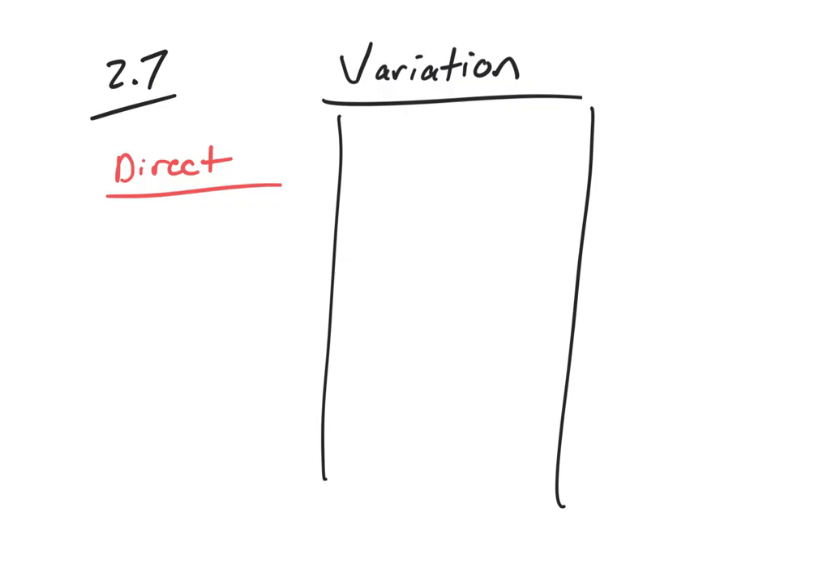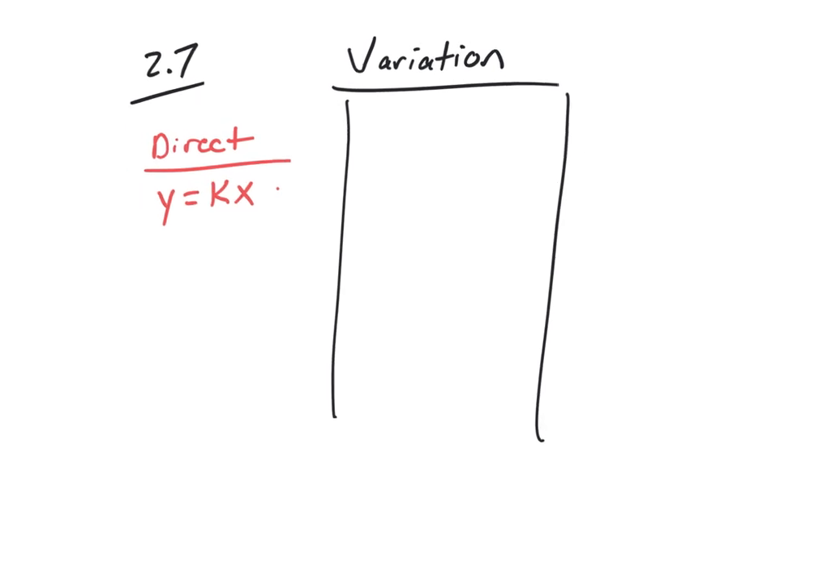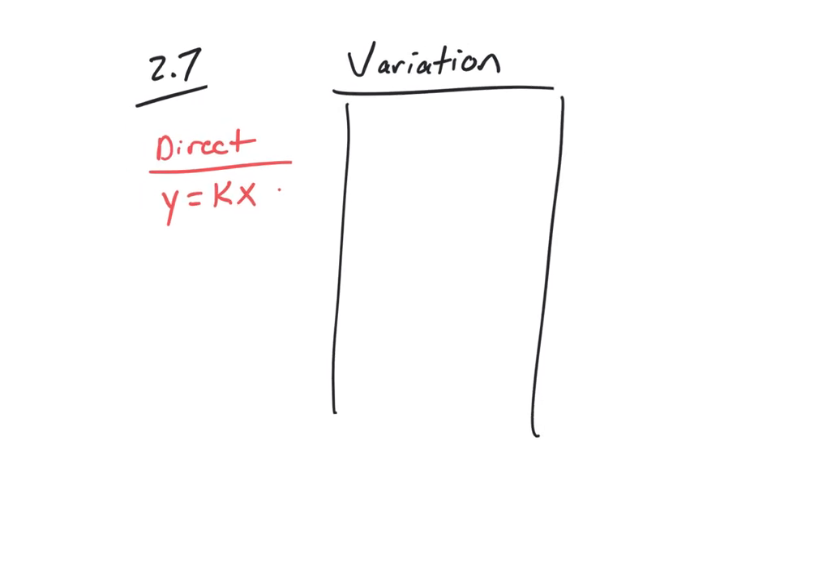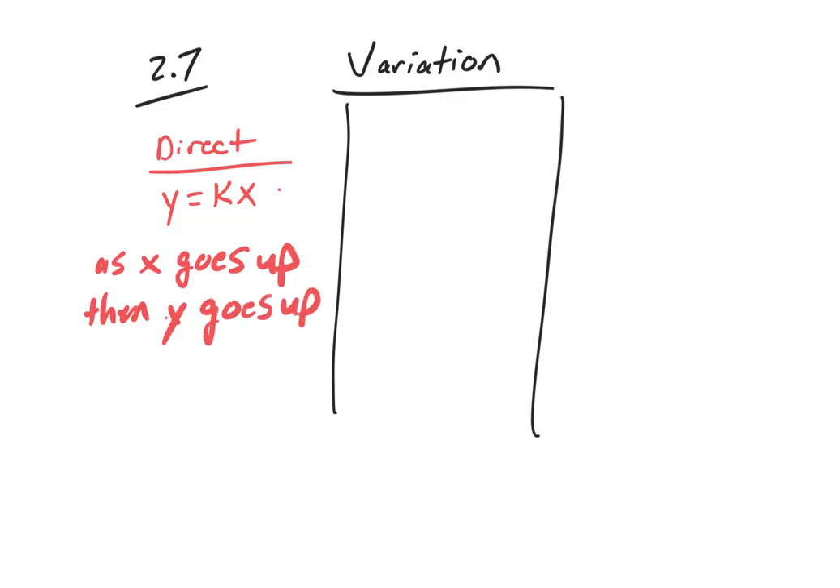Direct variation uses the formula y equals k times x. And it's just a generic formula. What we basically mean by this is the 2 variables are directly related. As x goes up, then my y value goes up. The k value is what we call a constant.